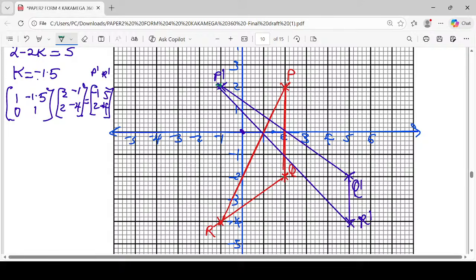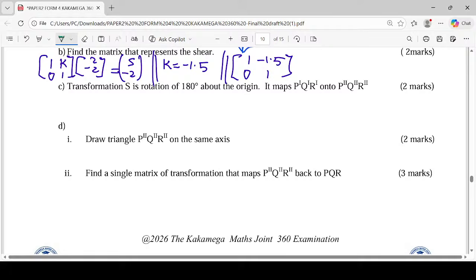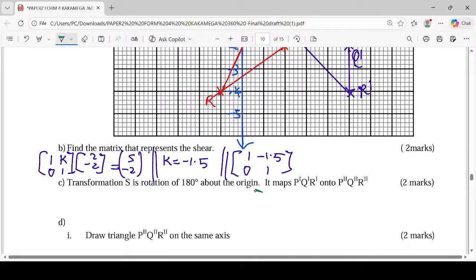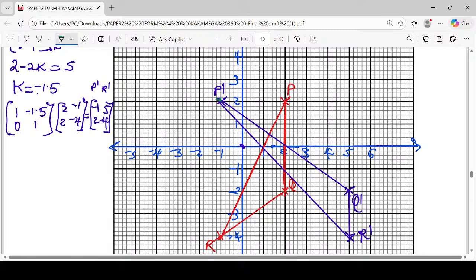That is very, very important. So we need to reflect this one through 180 degrees about the origin, remember. This is very important. Because it's a rotation about the origin, let me see, it's going to be here. P prime. This is P double prime.